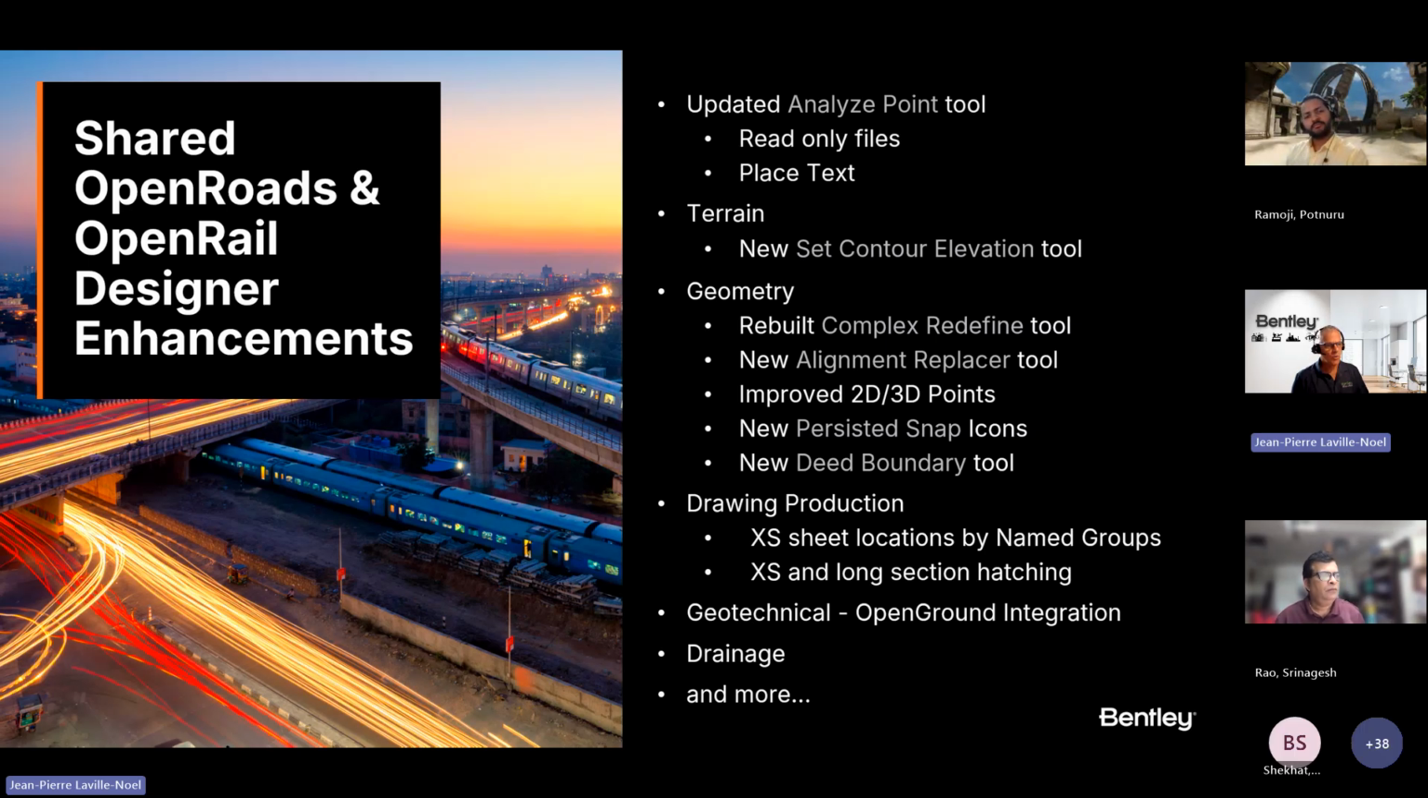The complex redefine tool is not a new tool, but it has been enhanced to simplify a little bit and remove some requirements. So that's a good thing on that tool. A fully new tool is the new alignment replacer tool, which is a really nice tool. It means that you can replace an alignment with another one, keeping all the relationships between the children. That's a very good tool.